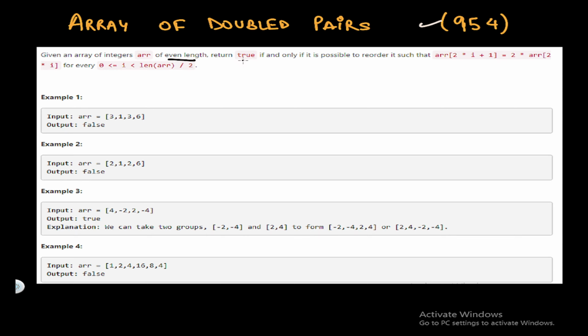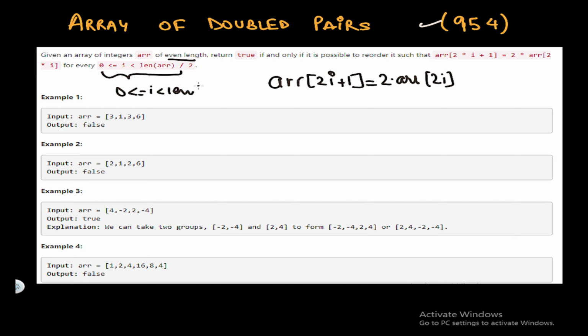and we have to return true if and only if it is possible to reorder it such that, let me just write the condition, array of 2i plus 1 is equivalent to 2 times array of 2i. This is the condition given to us, and the main crux of the question lies in this part, that is 0 <= i < length of array divided by 2. This is the main part.